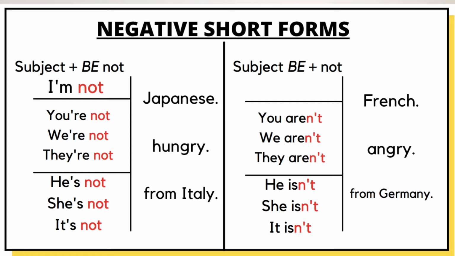Alternatively, we can also take our subject and have a contraction of be verb and not with all subjects except I. For example, we can say, you aren't, we aren't, they aren't, he isn't, she isn't, it isn't. So some example sentences would be, they aren't French, we aren't angry, and he isn't from Germany.